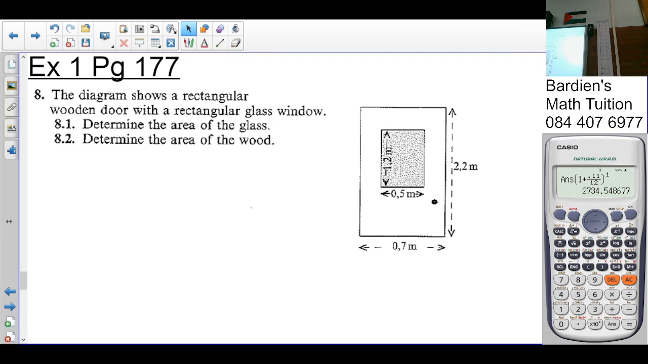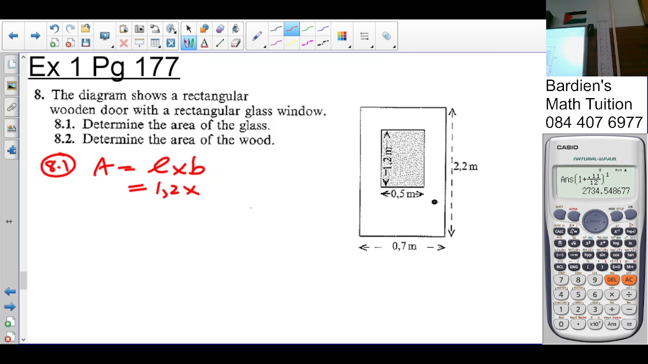177. We are again told that the diagram shows a rectangular wooden door with a rectangular glass window. Determine the area of the glass. So what type of shape does that glass make? It's a rectangle. How do you calculate the area of a rectangle? Length times breadth. So it's going to be 1.2 times 0.5. Not so? So 0.5 times 1.2 gives you 3 over 5, which is 0.6 meters squared.